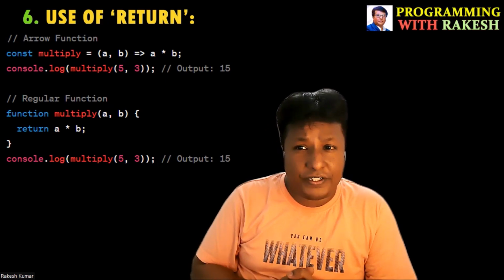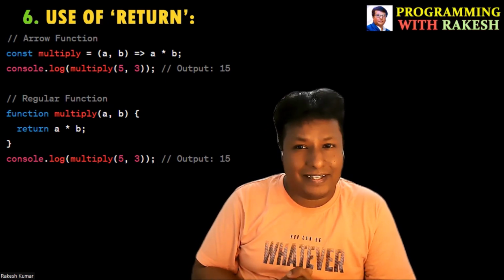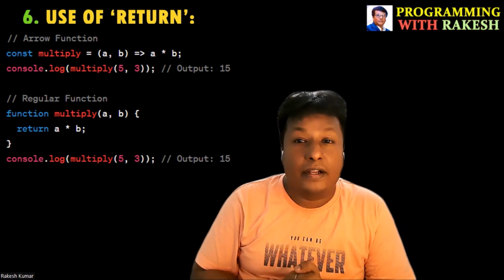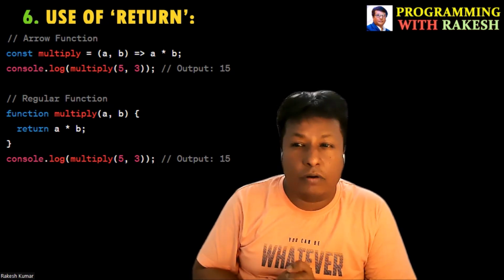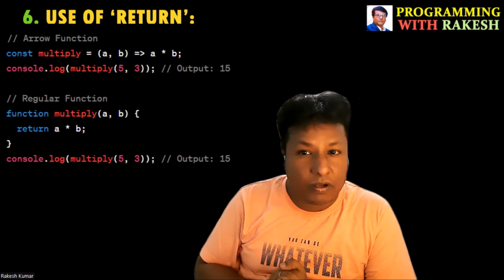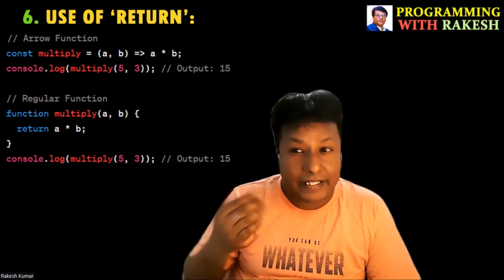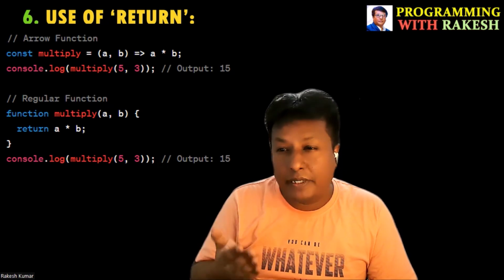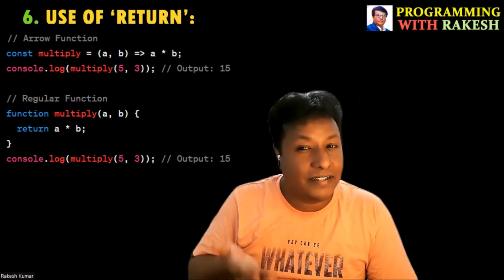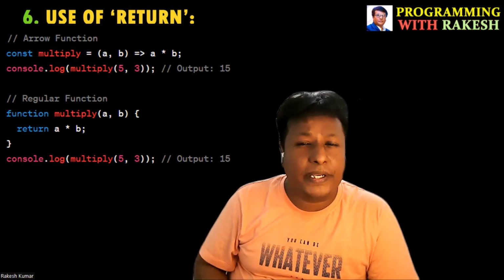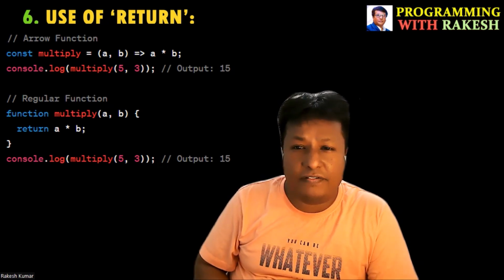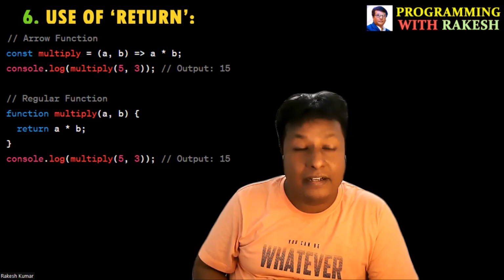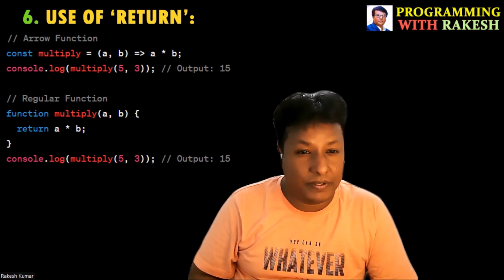Overall, arrow functions provide a more concise syntax and lexical scoping, while regular functions offer more flexibility in terms of this binding, access to the arguments object, and the ability to be used as constructors. The choice between arrow functions and regular functions depends on the specific requirements and context of your JavaScript code.